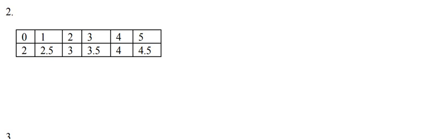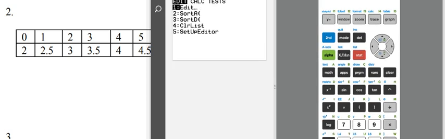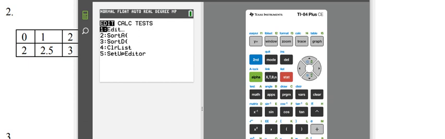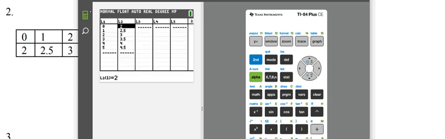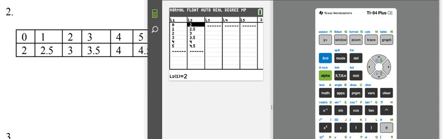Alright, so I'm going to try to basically give some background on this video and then also do number two in the process. So what we're trying to do is take these points and write an equation that models those points. On my calculator, I've made a list that has those points in it. And so you can see that I have x and y pairs.